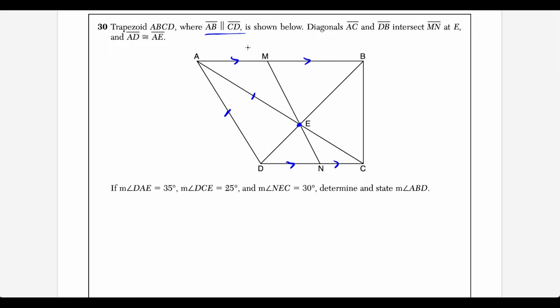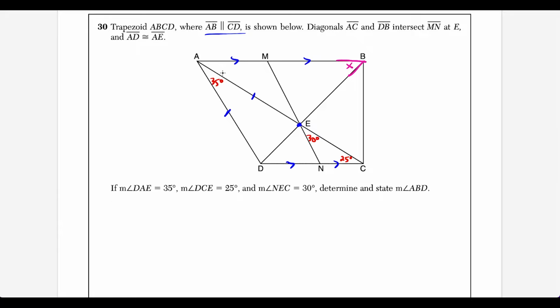Next, the measure of angle DAE is 35 degrees up here. The measure of angle DCE is 25 degrees, that's over here. And the measure of angle NEC is 30 degrees. What we need to find is the measure of angle ABD. That's in this corner over here, so this angle, which I'll just label with an X.